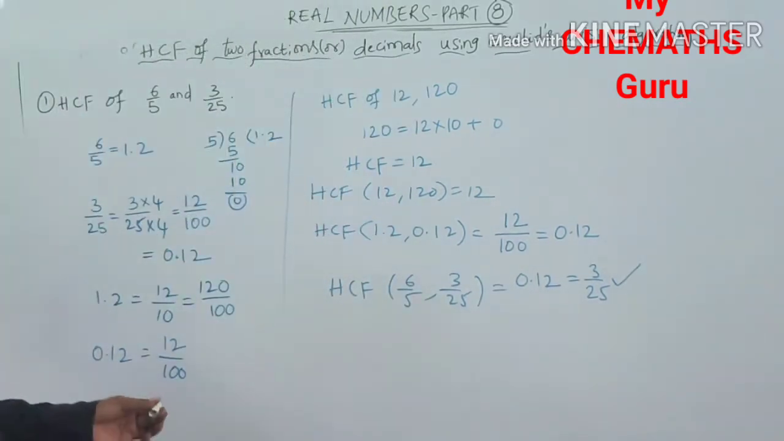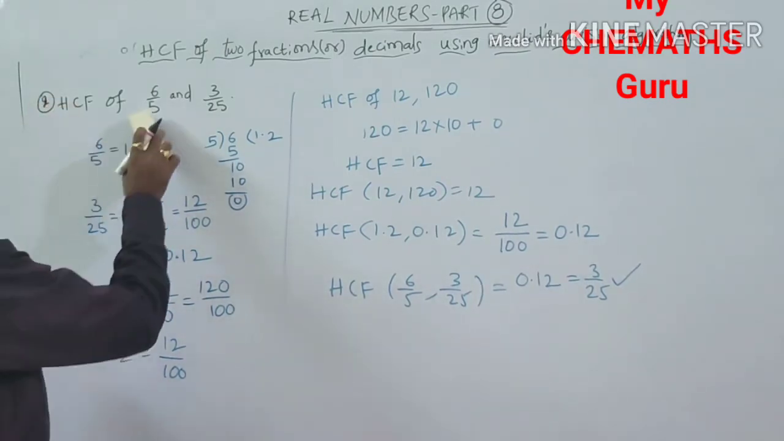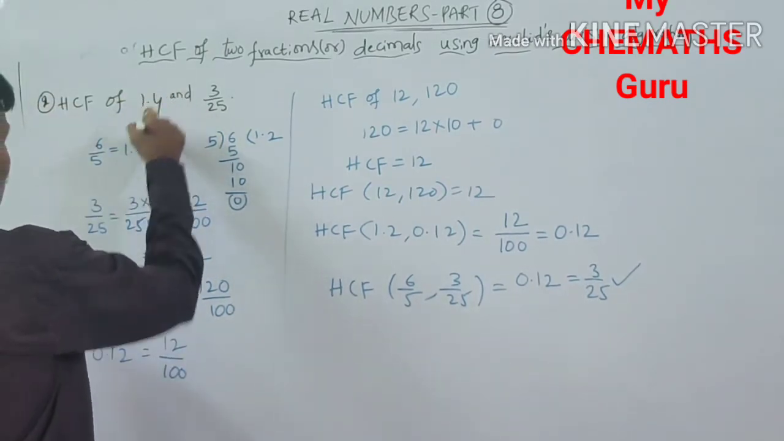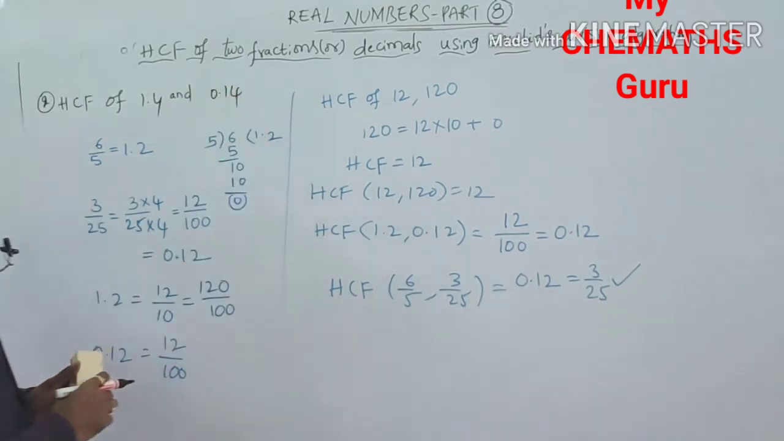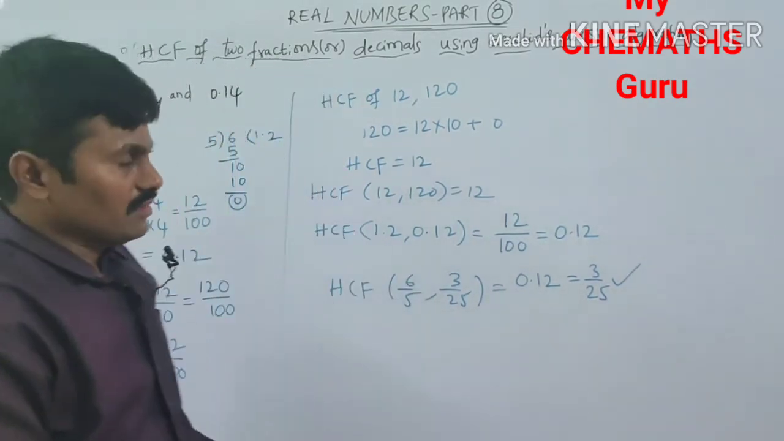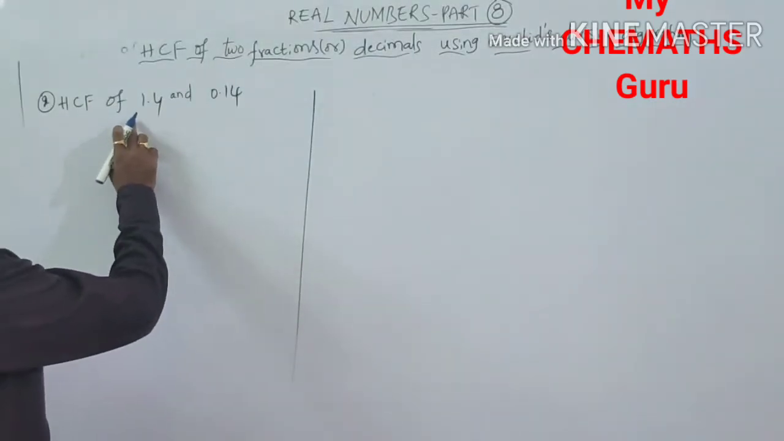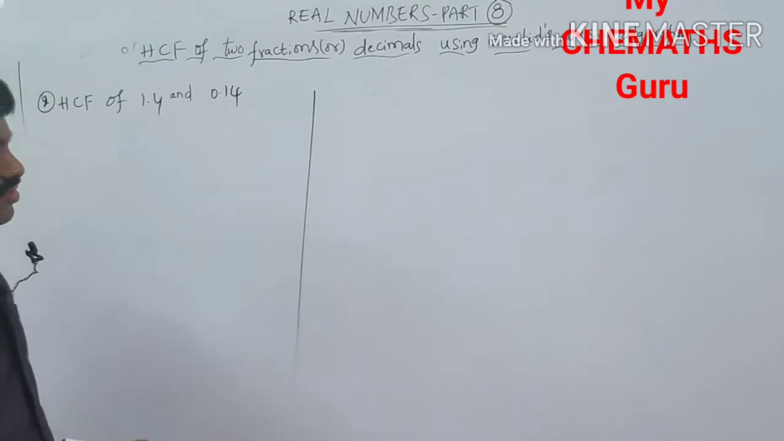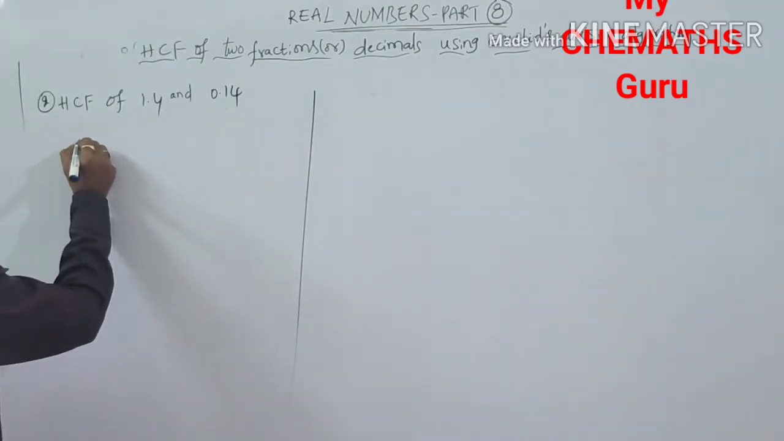See, now the second problem, finding HCF of, we will take decimals now. Finding HCF of 1.4 and 0.14. What is the question? Find the HCF of 1.4 and 0.14 using the division algorithm. The same procedure you have to follow.